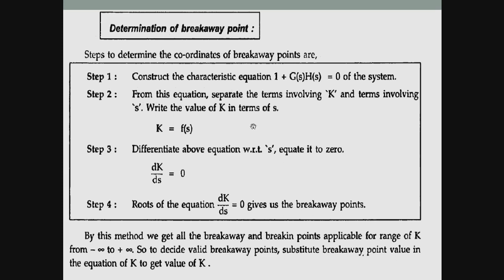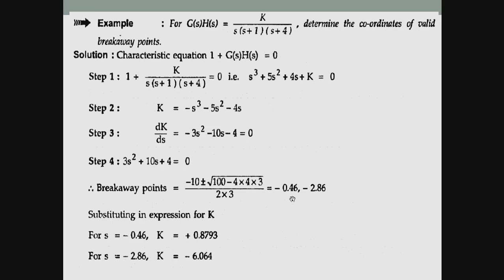Now, steps to determine the coordinates of this breakaway point. How to get this breakaway point's coordinates? There are these steps to be followed. Construct the characteristic equation 1 plus g of s equal to 0. From this equation, get the value of k in terms of f of s, then differentiate dk by ds and equate it to 0. Then the roots of the equation give us the breakaway points.